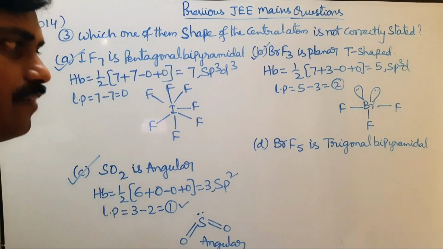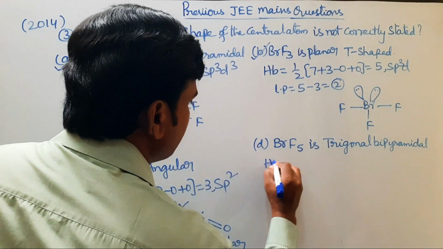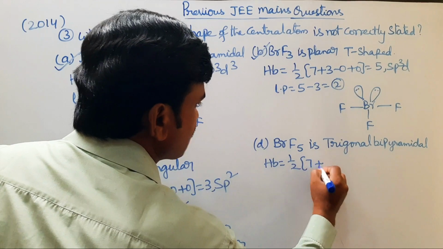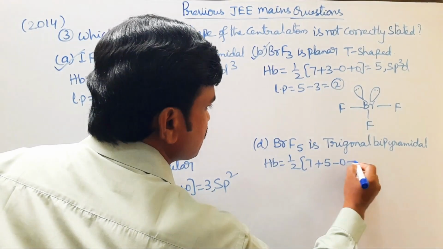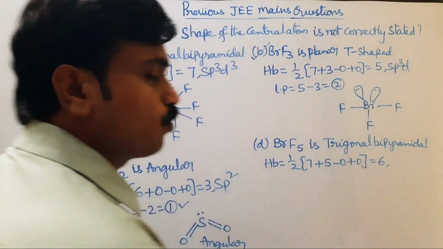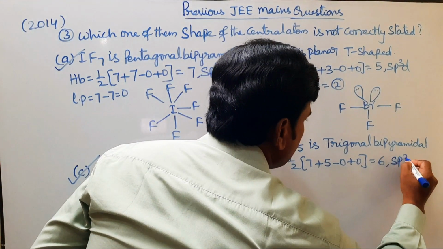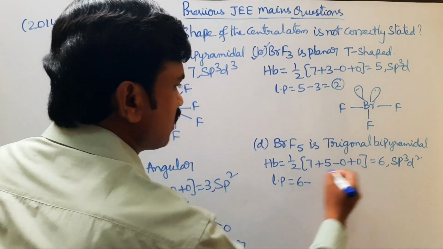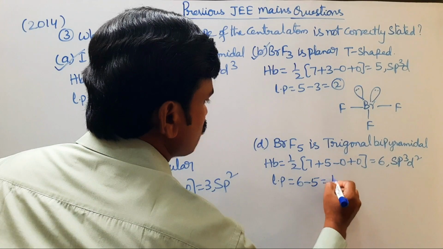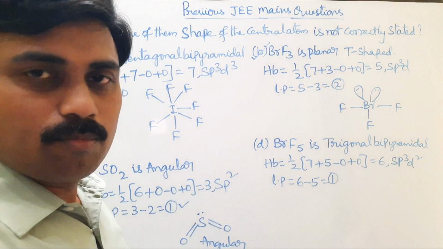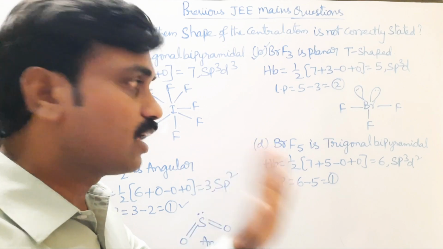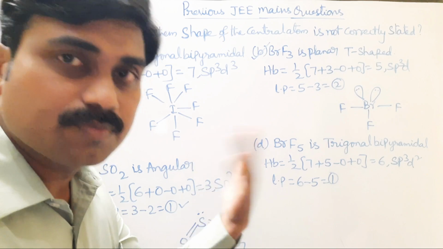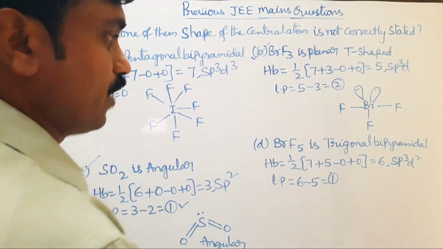Option 4. BrF5 is trigonal bipyramidal. Look at the hybridization of the central atom bromine: half into central atom valence electrons 7 plus surrounding monovalent atoms 5 minus 0 plus 0 equals 6. It undergoes sp3d2 hybridization. Lone pair is equal to 6 minus surrounding atoms with the central atom 5. So it has 1 lone pair. So if the central atom of the molecule has 5 pairs and all 5 pairs are bond pairs, then only its shape is trigonal bipyramidal. But out of 5 pairs, if 1 pair is a lone pair, the shape changes from trigonal bipyramidal to square pyramidal.